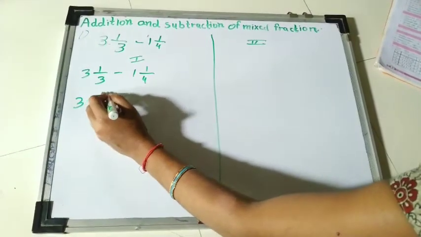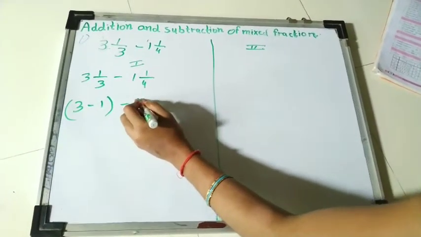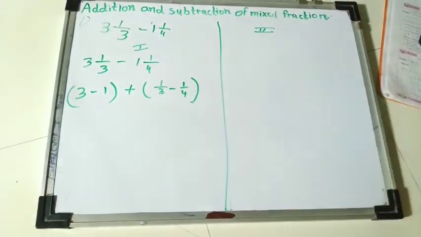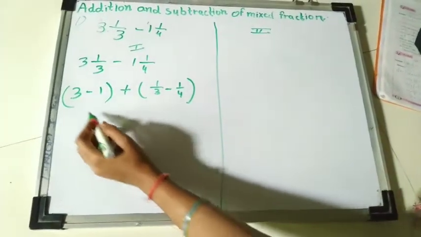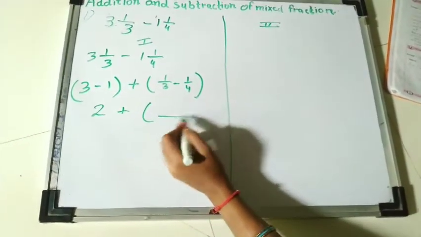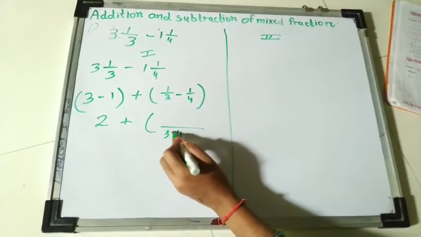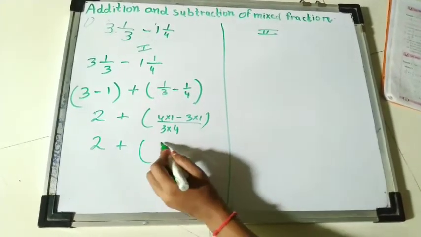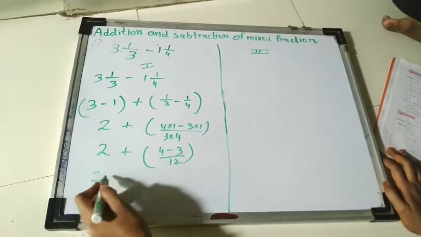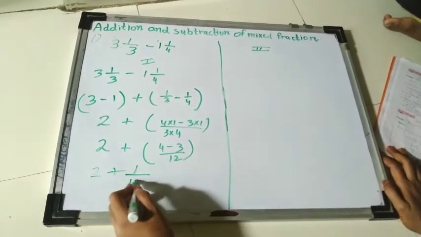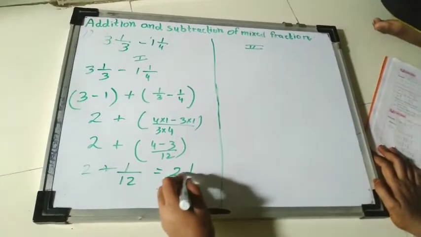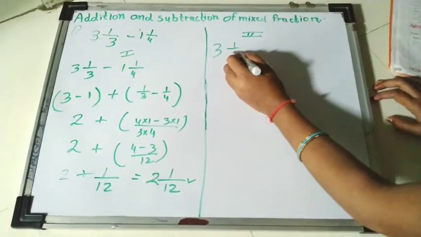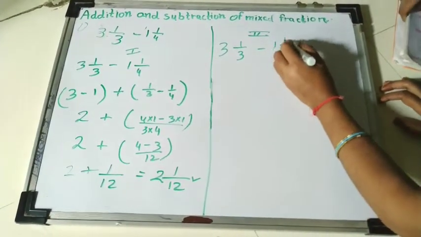At first take whole numbers on one side and fractions on another side. It means you write here plus and then here minus. 3 minus 1, how much? 2, plus take the LCM, 3 multiply 4, minus 3, 1 ja 3, 4 plus 2 plus 4 minus 3, 1 by 12. The answer is 2 upon 1 by 12. Same as usual, 3 upon 1 by 3 minus 1 upon 1 by 4.